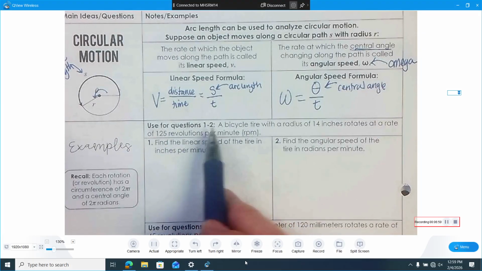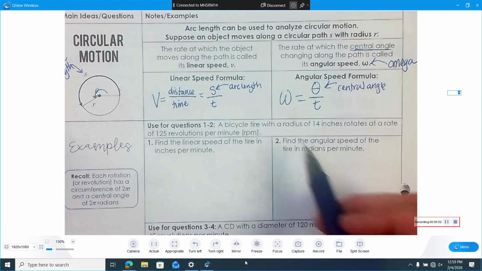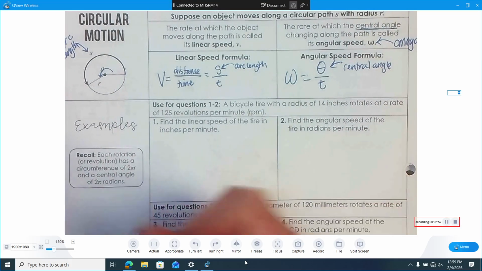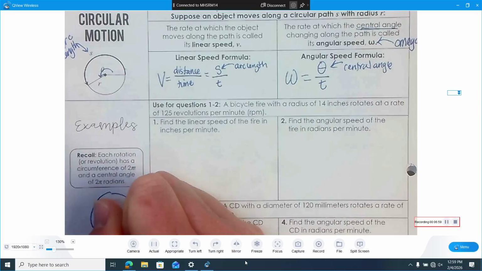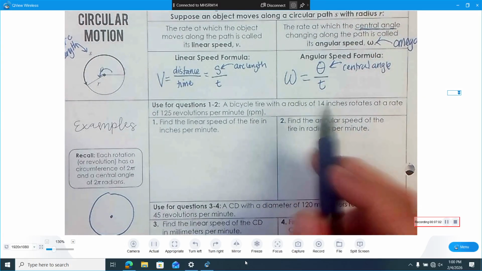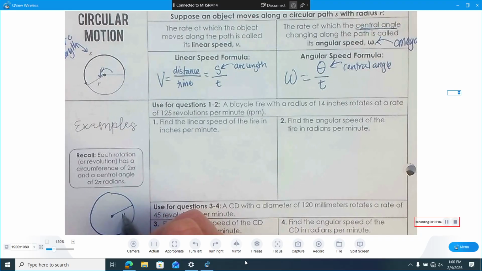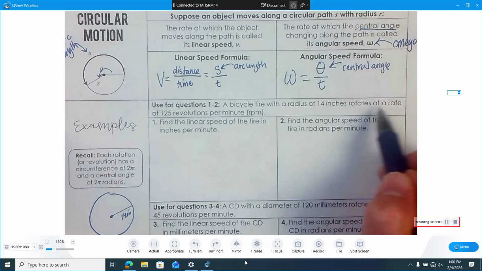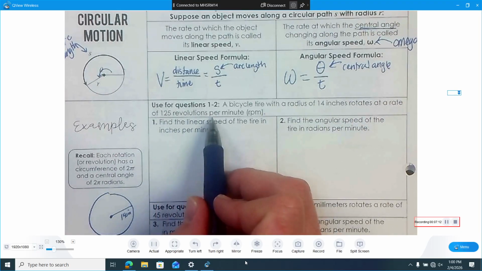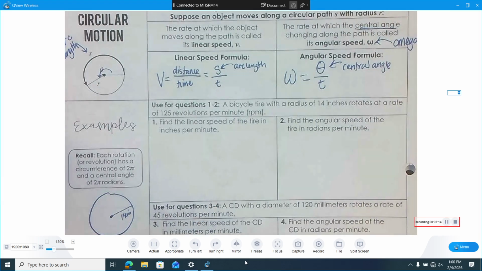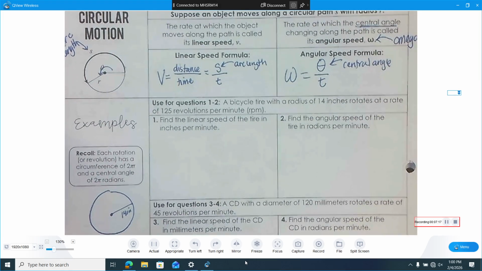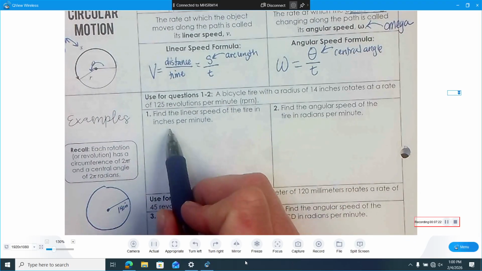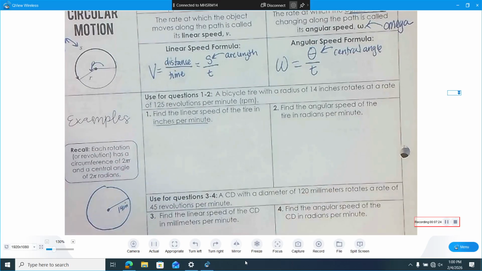We have, for questions 1 and 2, a bicycle tire with a radius of 14 inches. I'm going to draw a picture because I think a picture is super important. So here's my little bicycle tire. It has a radius of 14 inches, and it rotates at a rate of 125 revolutions per minute. That's RPMs, revolutions per minute. And we want to find the linear speed of the tire in inches per minute.